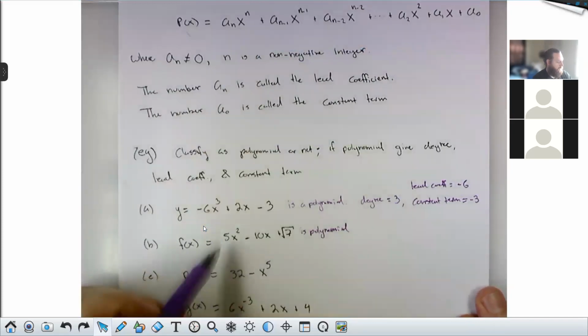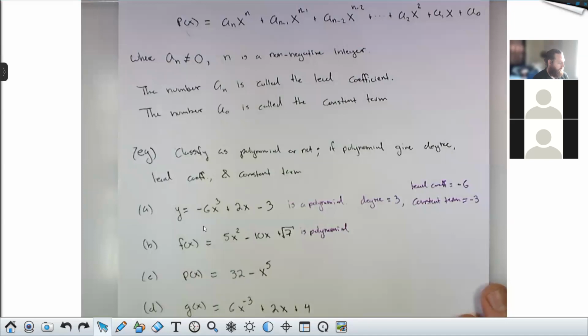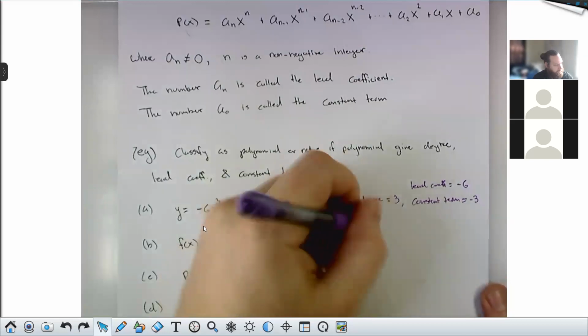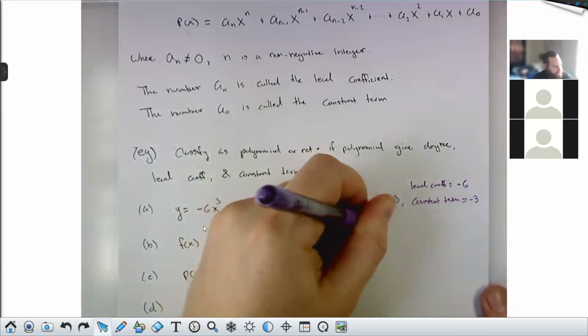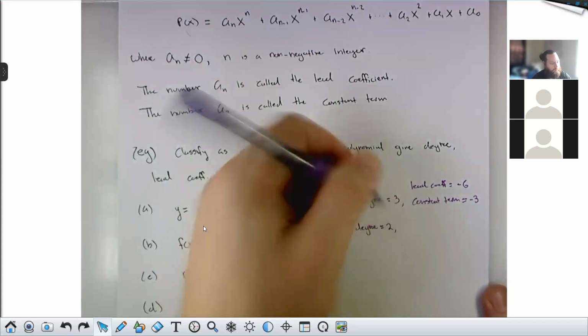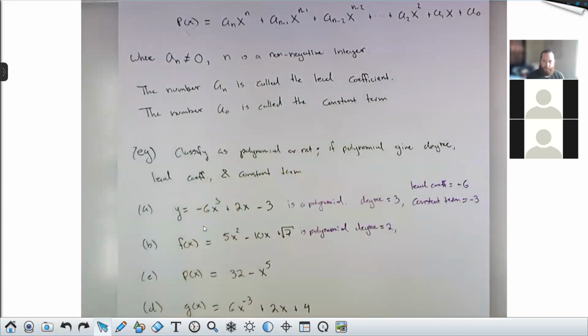Let's see if we can fit it into this definition. In fact, this is a special kind of polynomial. This is a quadratic, right? So all quadratic functions are polynomials. They are all polynomials of degree 2. So every quadratic that we worked with back in that section is a special kind of polynomial. It is a subfamily of polynomials where the degree is 2. The lead coefficient here is 5.